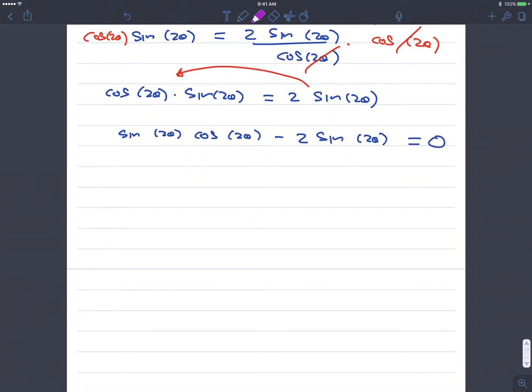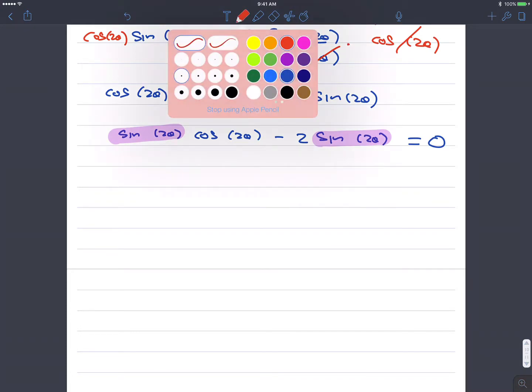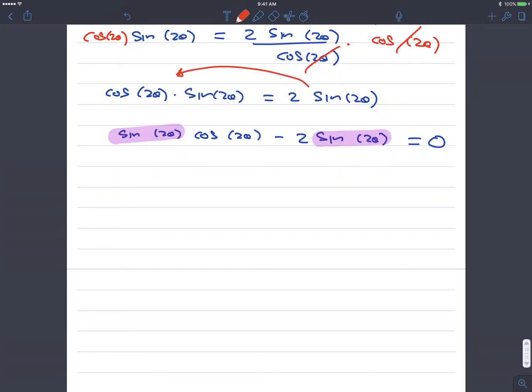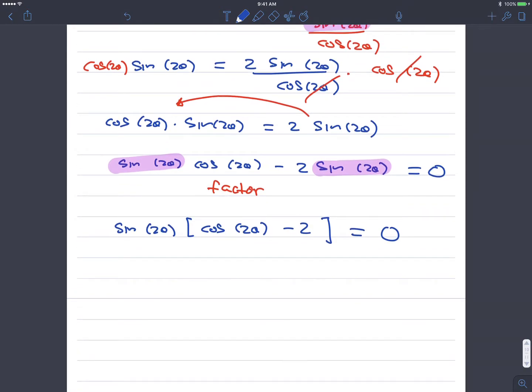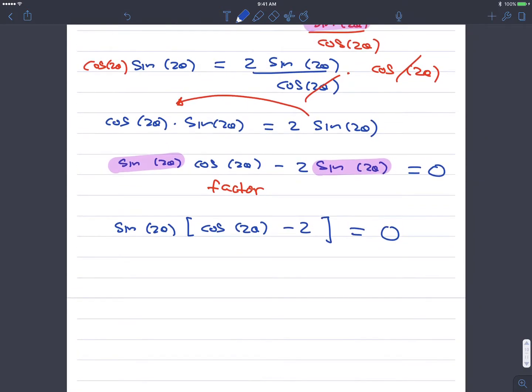Anybody want to suggest something? Sine 2 theta, sine 2 theta. What should I do? What do you guys think? Algebraically, what should I do? Let's give you a hint. Factor. What are you going to factor? Sine 2 theta times cosine 2 theta minus 2, and then this equals what? 0. Take a look at the algebra here. Okay, this is identities with algebra.